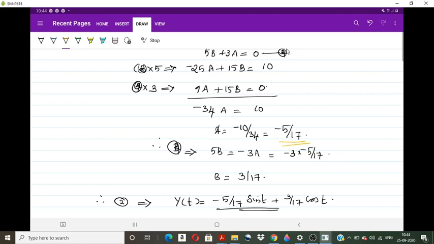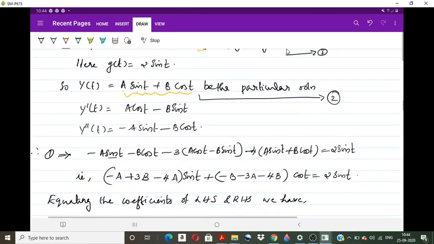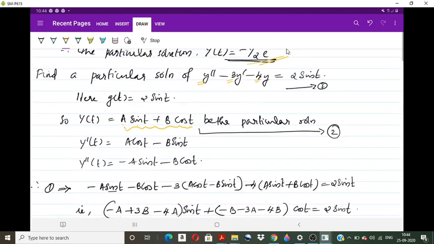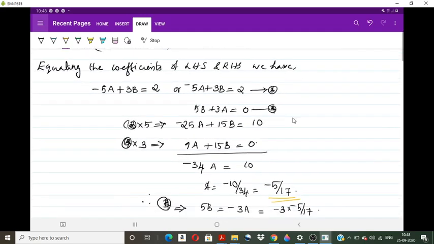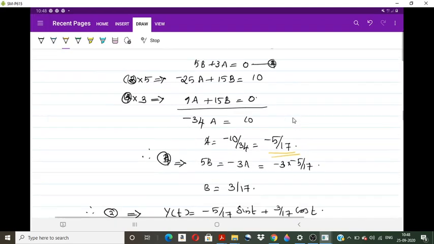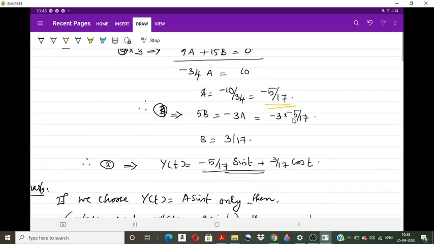So, in this case, we have already discussed when we listed the table, that even though in the equation g of t is only a function of sine or cos, we have to take y of t in the full form. That is the linear combination of sine and cos. Then we obtain A as minus 5 by 17 and B as 3 by 17. Therefore, the particular solution is A sin t plus B cos t, that is minus 5 by 17 sin t plus 3 by 17 cos t.